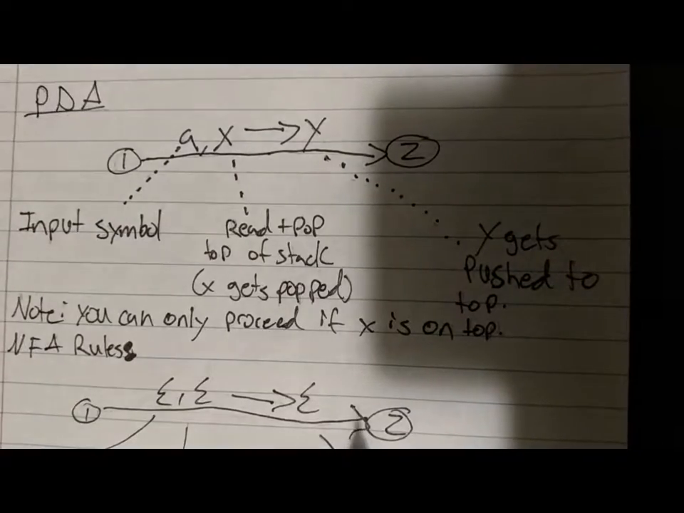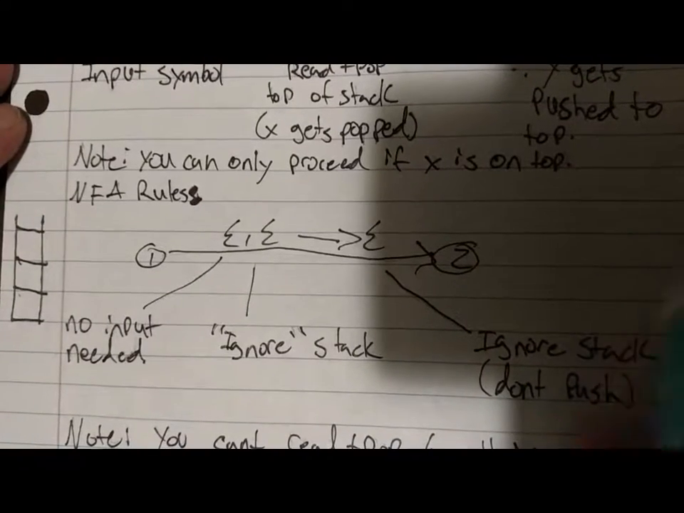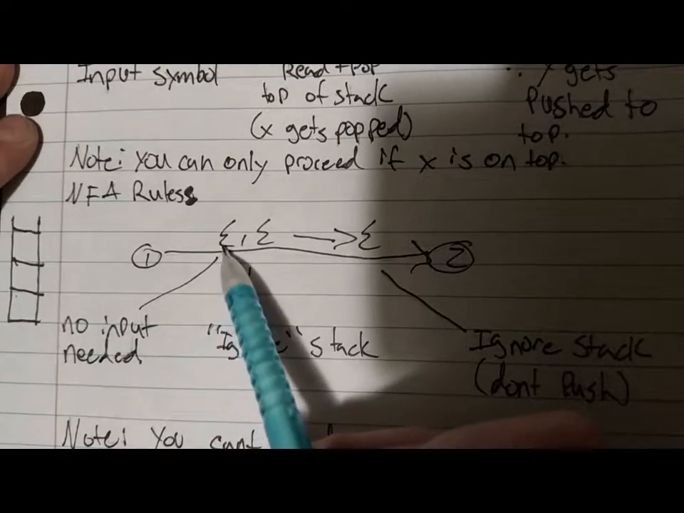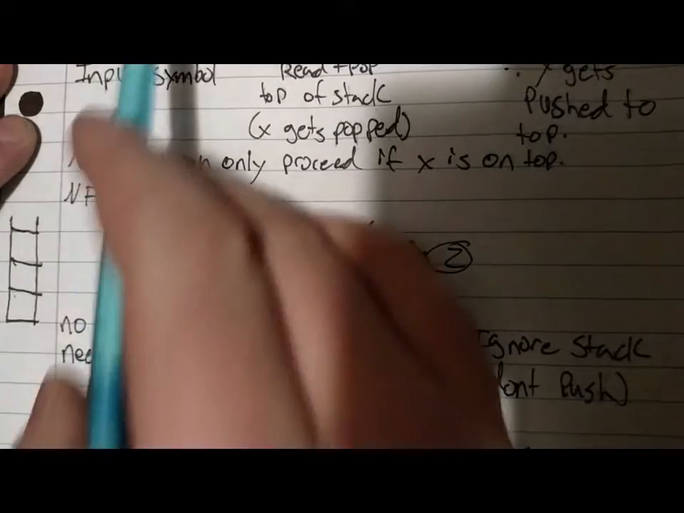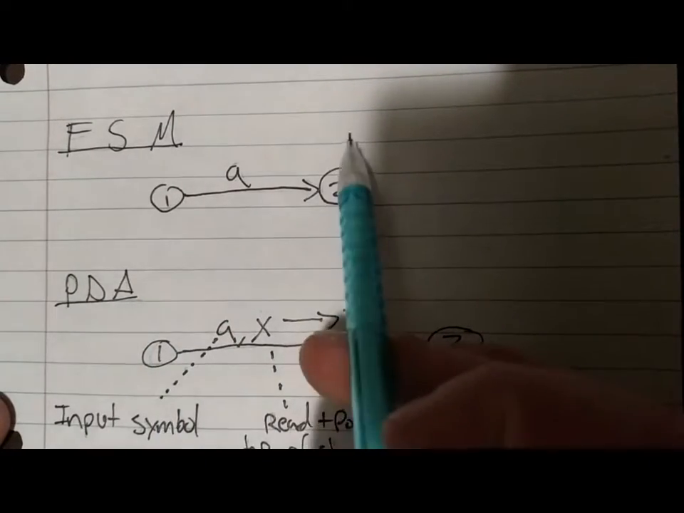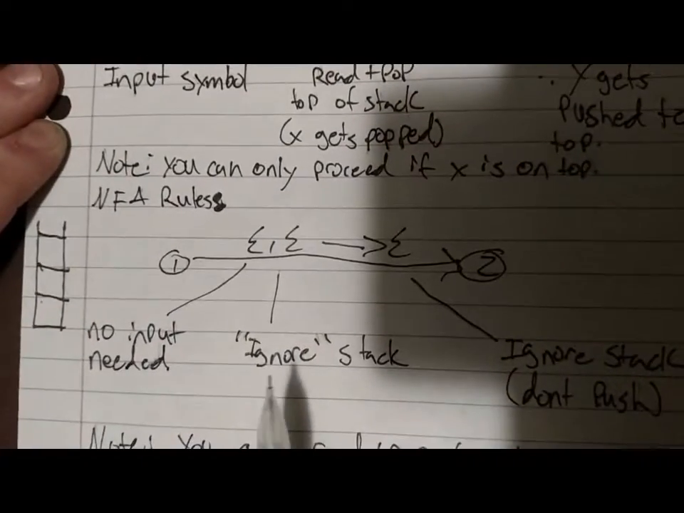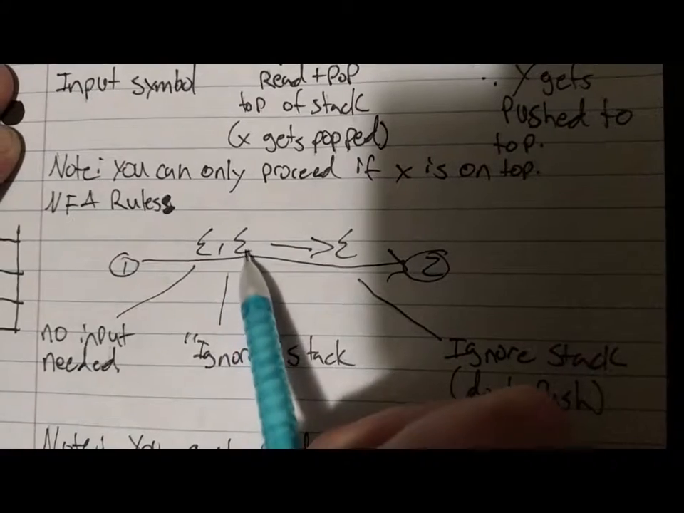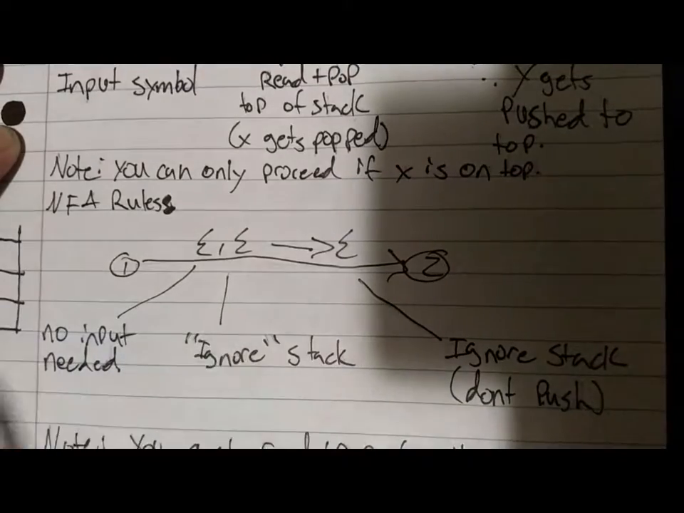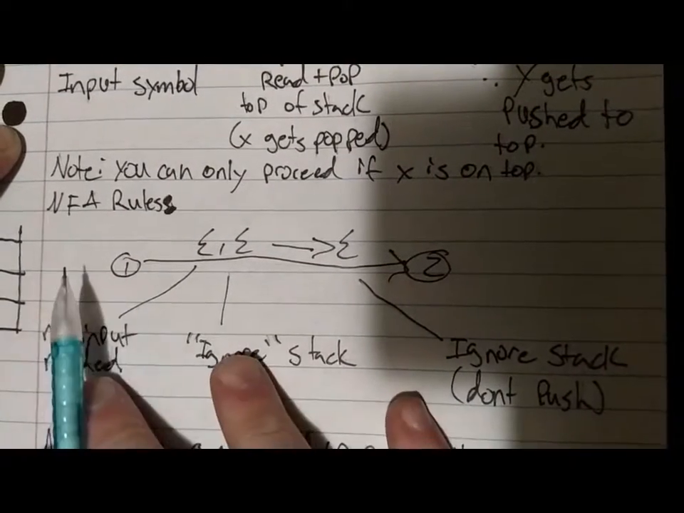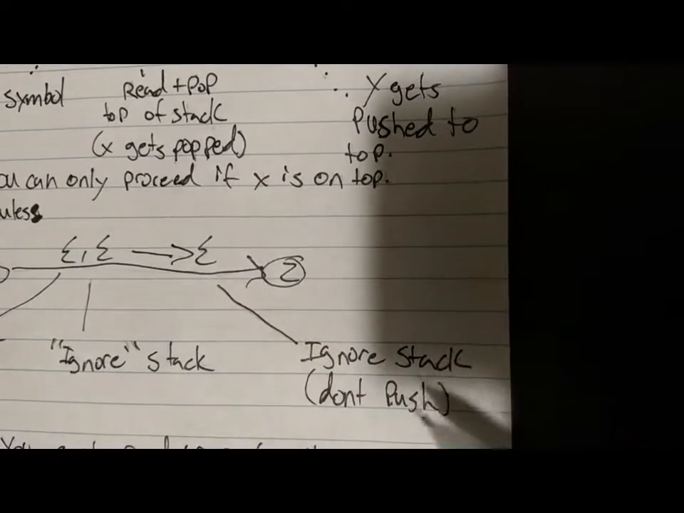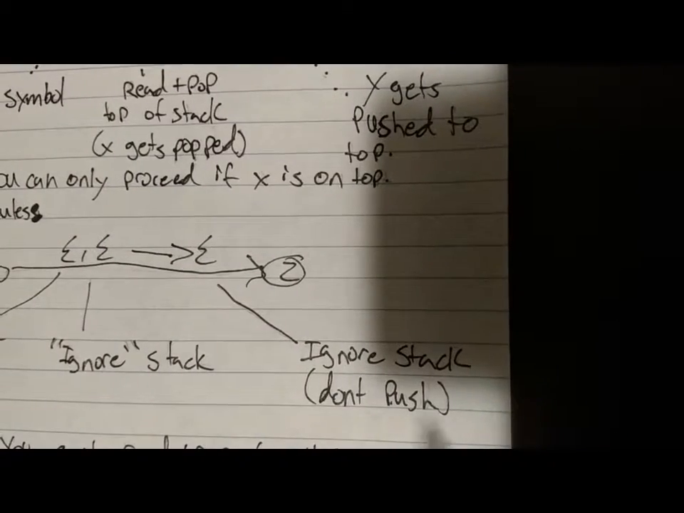And NFA rules do apply to PDA. So epsilon has to be taken into account. Epsilon here can mean that no input is needed, just like for our FSM. If epsilon is here, we can just transition right on over, no problem, no input needed. It is the same for our PDA down below. In this second position, if you have an epsilon, it actually means to ignore the stack completely, not try and read an empty symbol, and I'll talk about that in a second. The same is for the third position. We're going to ignore the stack completely. We're not going to try and push anything to the stack.